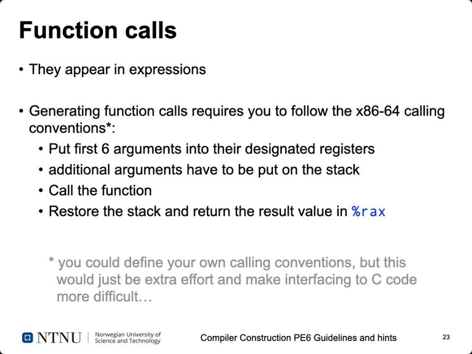Function calls are part of expressions, so generating function calls requires you to follow the x86-64 calling conventions. As we've seen, put the first up to 6 arguments into the designated registers, which we've mentioned several times already. If you really have functions with more than 6 arguments, you have to push them on the stack. Then you have to call the function, and finally, when this function returns, you have to restore the stack and return the result value in the RAX register. You could, of course, define your own calling convention, but this would just be extra effort. And if you ever want to interface with other C code, this would make the interfacing much more difficult. So I would advise against this actually.